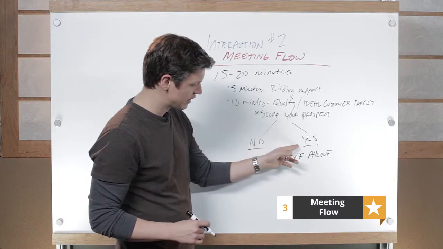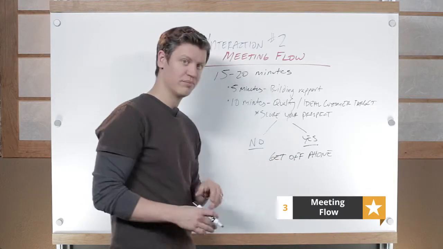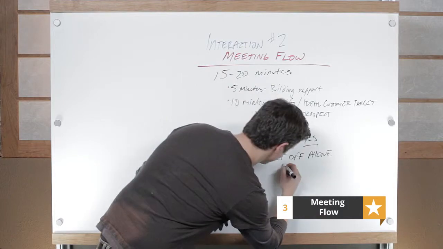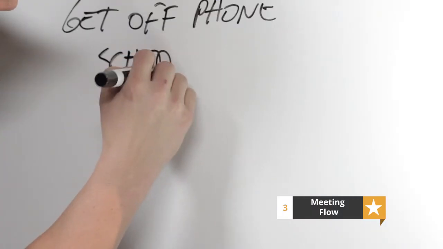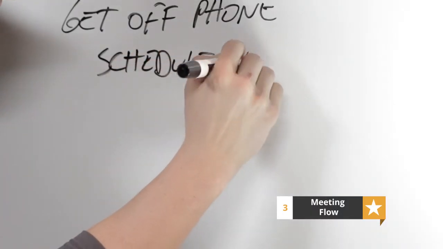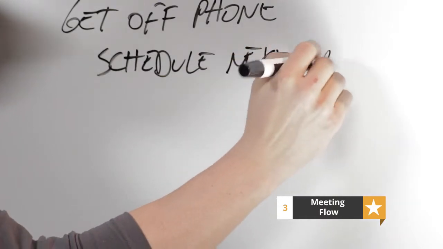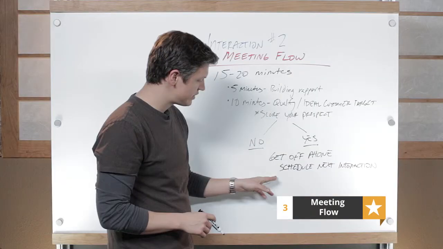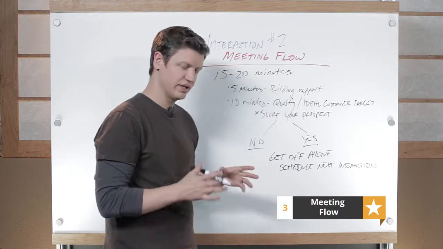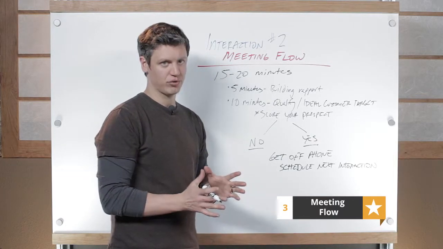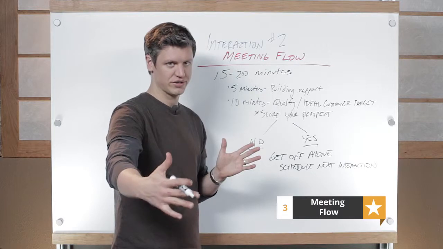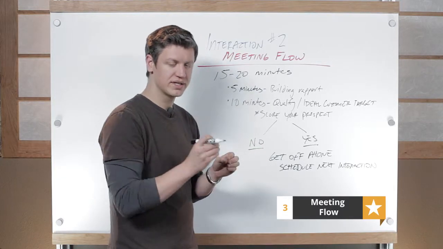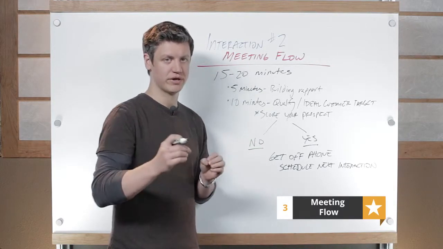So if it ends up being a yes, you want to get off the phone, but before you do, you want to schedule your next interaction. So this is a really important step because, like I said, the interaction process is a series of interactions you have with somebody of increasing amounts of time on every single interaction.